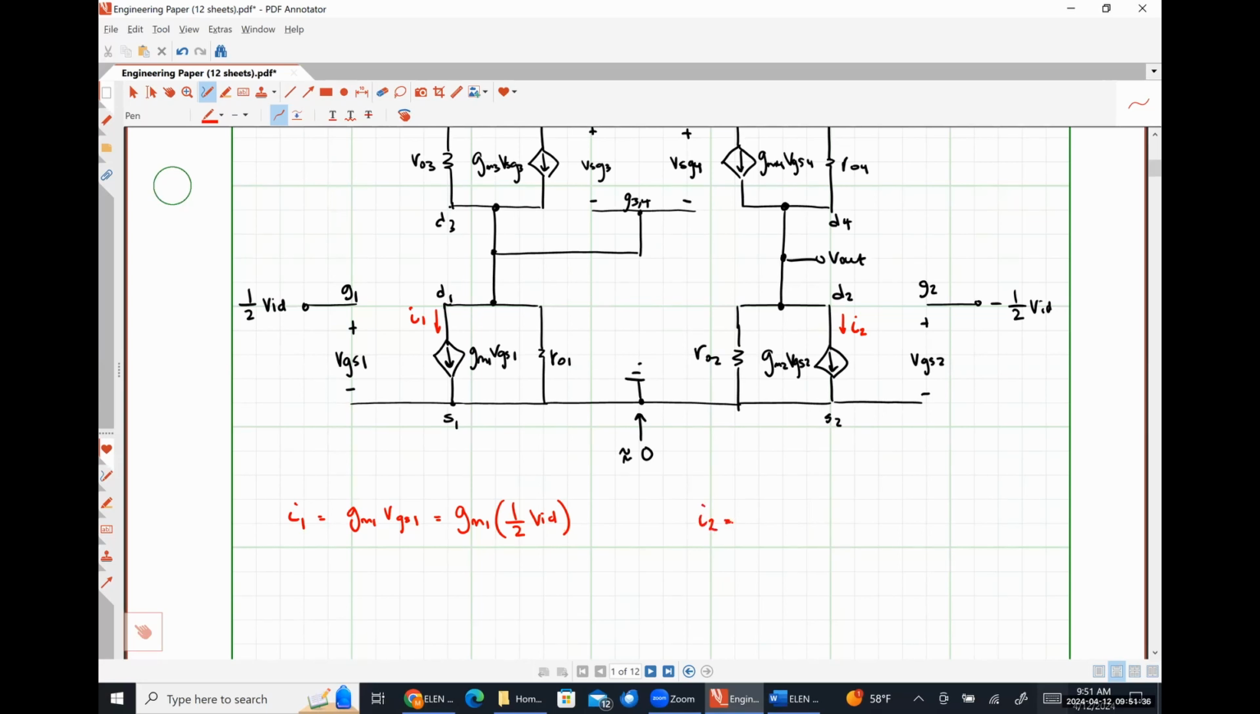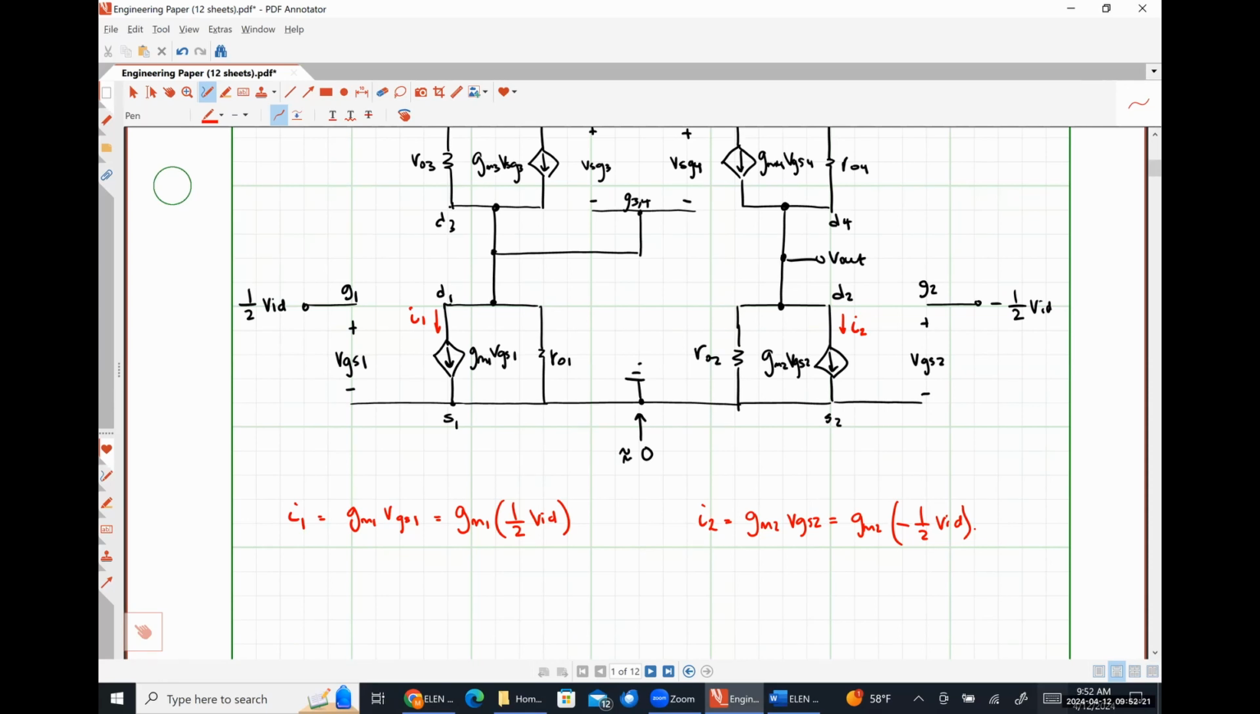Over here on the right-hand side, we can say that I2 is GM2 times VGS2. And this is just going to come up being GM2 times negative 1/2 VID. So one thing that I want to point out really quickly here is that if we just flip the direction of that dependent current source, our two currents would be identical, right? So if I2 were pointed up, it is the exact same thing as I1. We'll use that in a little bit.